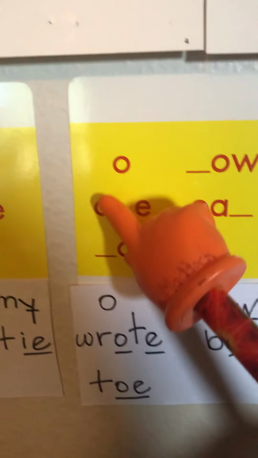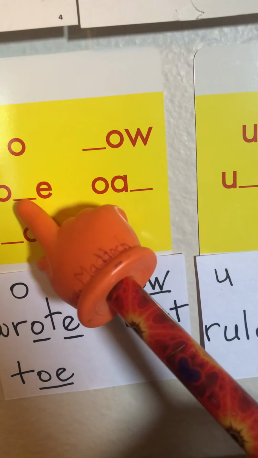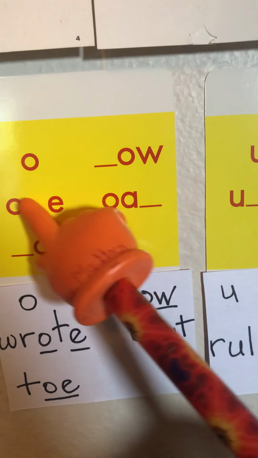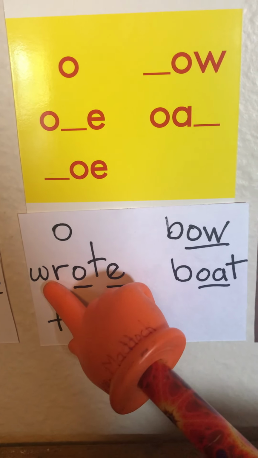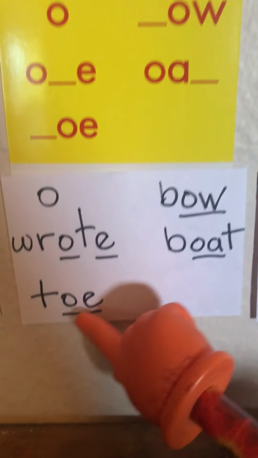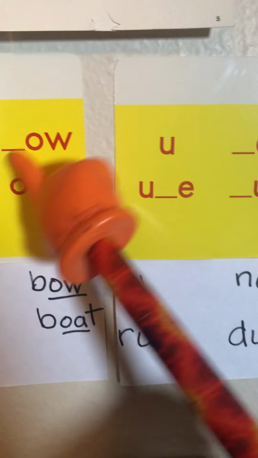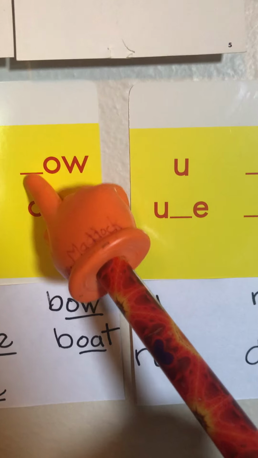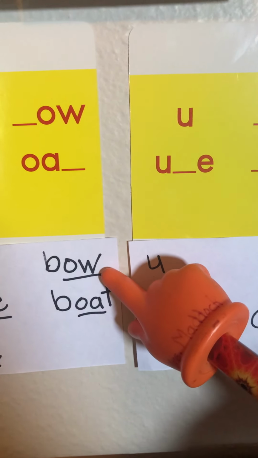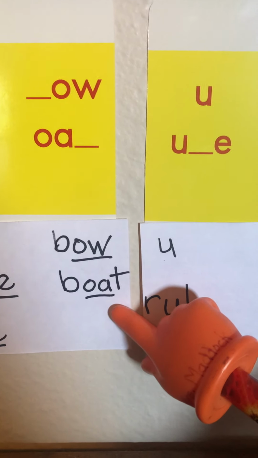Long O: an O by itself. O blank E, that's the silent E version, like in wrote. Or O-E, like in toe. Blank O-W. The blank means there has to be letters in front of it, like in bow. Or O-A, like in boat.